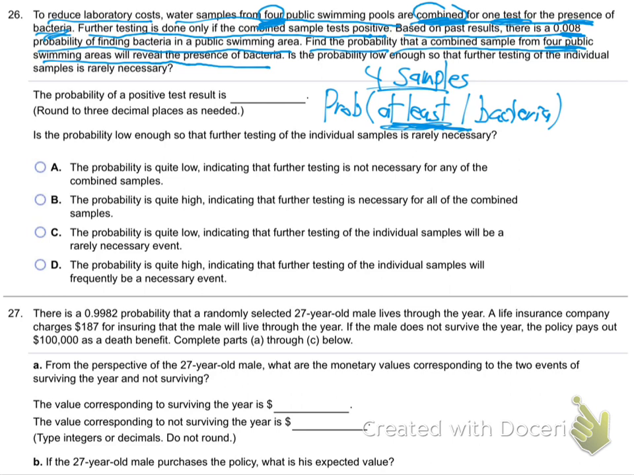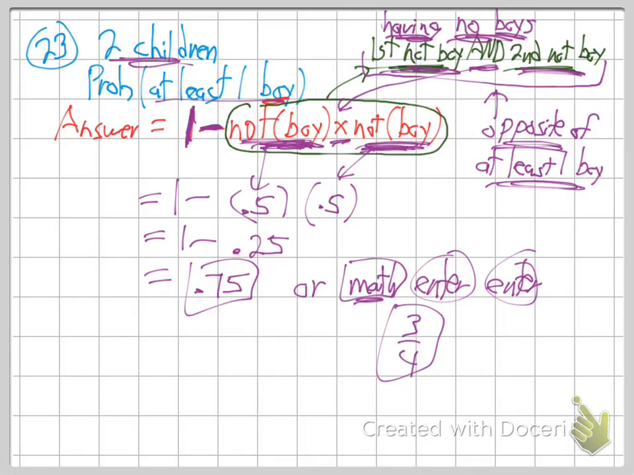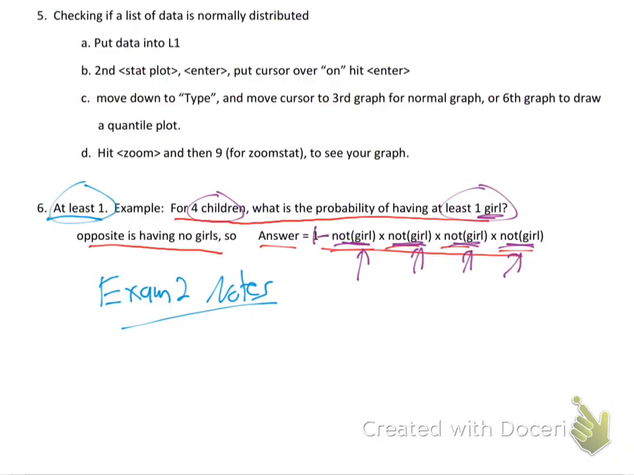And that's what they want us to figure out. Find the probability that the combined sample from the 4 public swimming areas will reveal presence of bacteria. It'll be positive for bacteria. Well, that means this is an at least one question. How do we do at least one? Remember the notes back here? At least one. It's 1 minus naught times naught times naught times naught, whatever they're asking for.